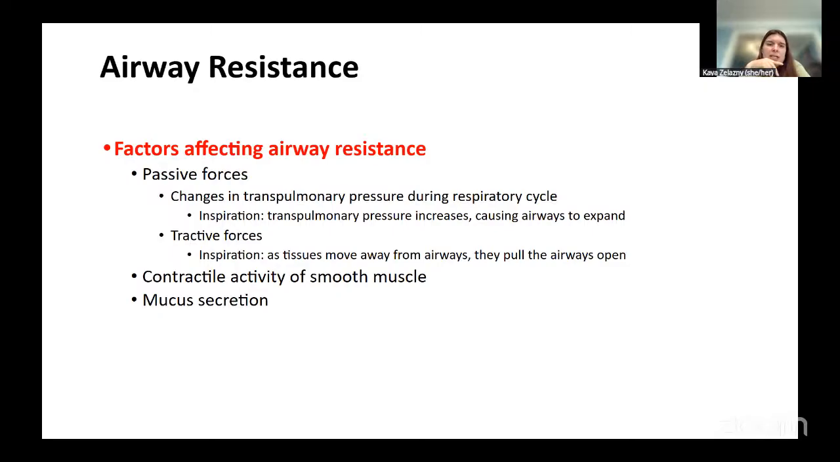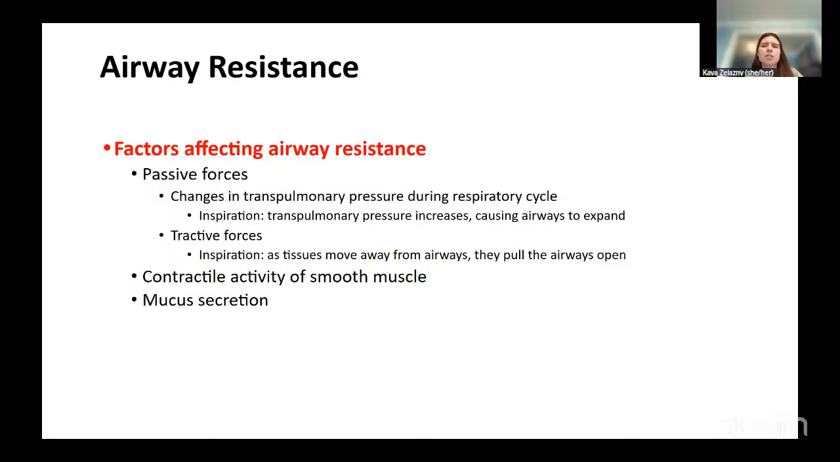We also typically have tractive forces at work during inspiration. So tractive, think traction, or even think like a tractor pull, pulling something. Right, so our tractive forces are the forces of tissues physically moving away from the airways. So think about like muscles in your neck, for example, kind of around the trachea, right?